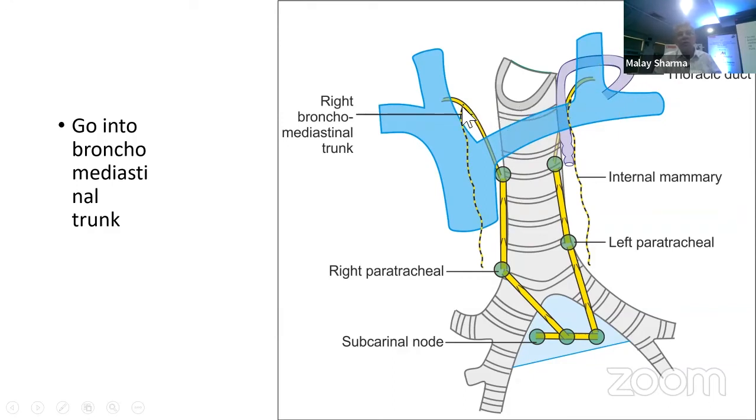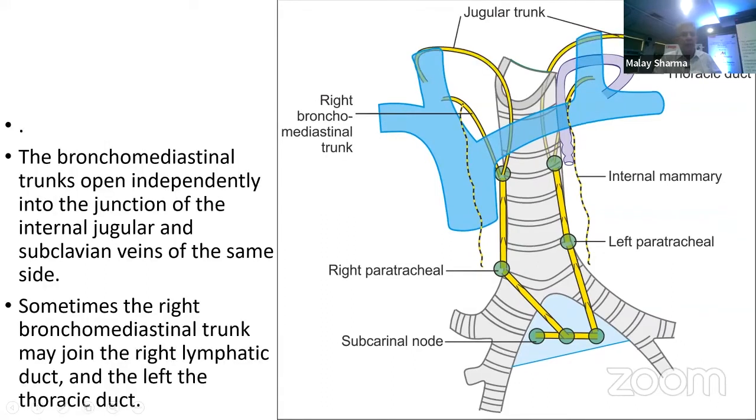The bronchomediastinal trunks are additional lymphatic channels which drain the paratracheal nodes at the junction of the internal jugular vein with the subclavian vein. So the bronchomediastinal trunk opens independently into the junction of the internal jugular and subclavian veins of the same side. Sometimes the bronchomediastinal trunk may open into the thoracic duct.